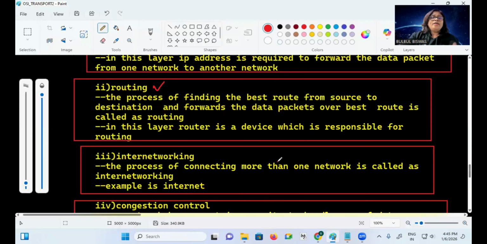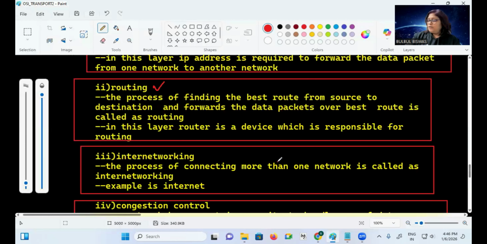Fine. So who is responsible for routing? Router is responsible for routing. Router is which layer device? Router is a layer 3 device. Which addressing scheme is the router using? Router is using IP address to identify the host in a network.